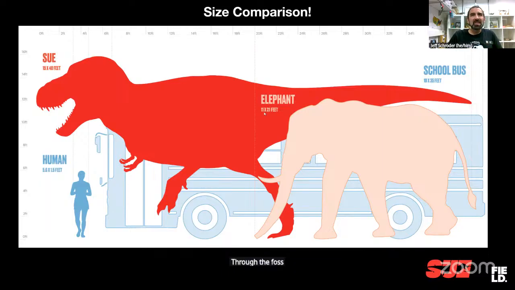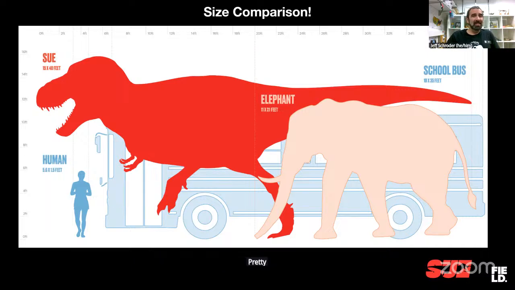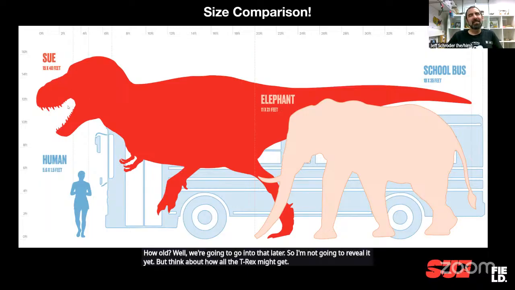And Sue is 90% complete. That means we have 90% of the bulk of this creature preserved for 67 million years. Pretty fantastic. Sue might also be the oldest T-Rex ever found. How old? Well, we're going to go into that later, so I'm not going to reveal it yet, but think about how old a T-Rex might get.